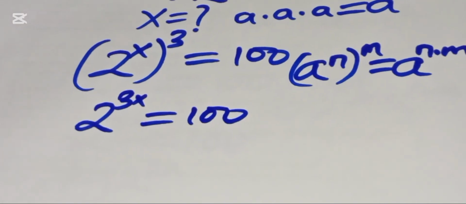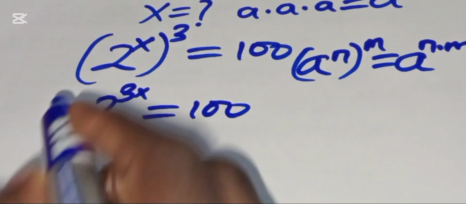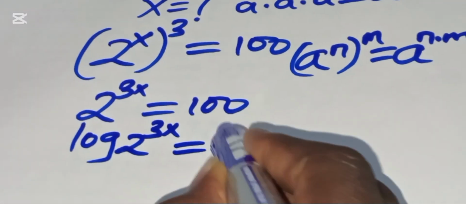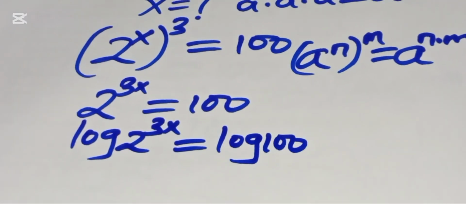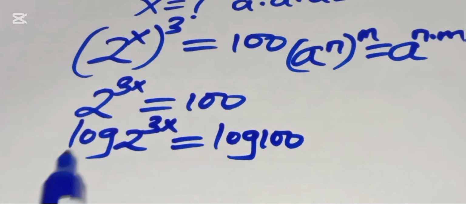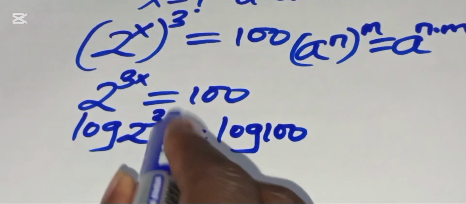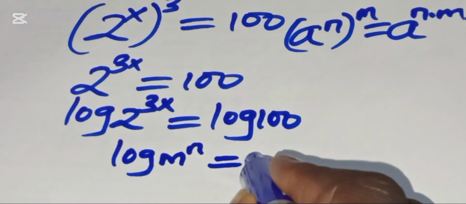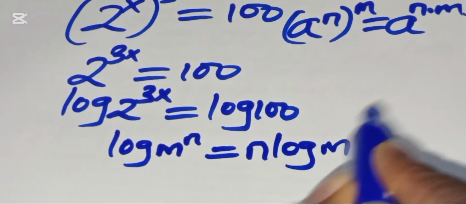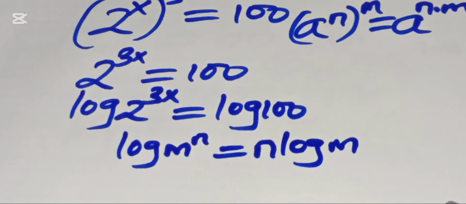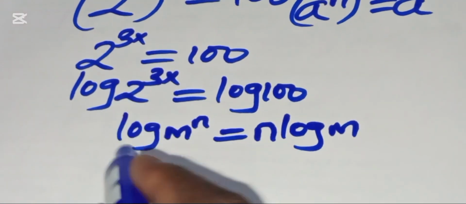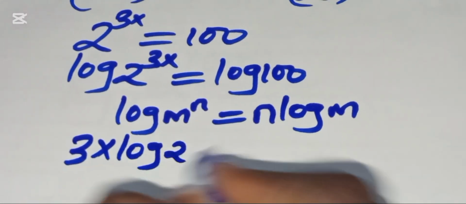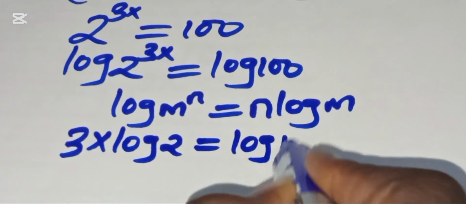Now to solve for the value of x, we introduce the natural logarithm on both sides. We'll have log 2 raised to power 3x equal to log 100. Log 2 raised to power 3x is in the form of log m raised to power n, which you can express as n log m. This is the power rule property of logarithm. Applying this property, log 2 raised to power 3x becomes 3x log 2, equal to log 100.